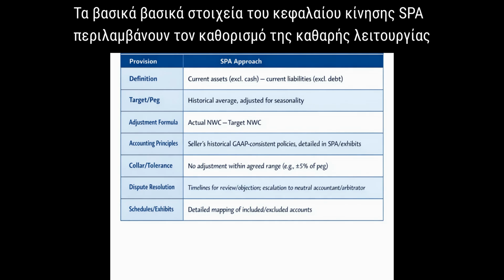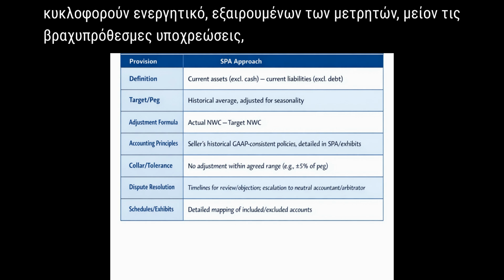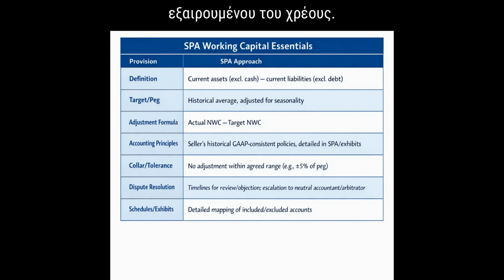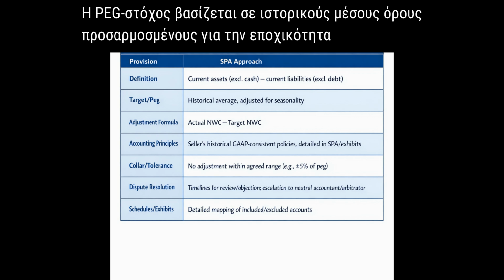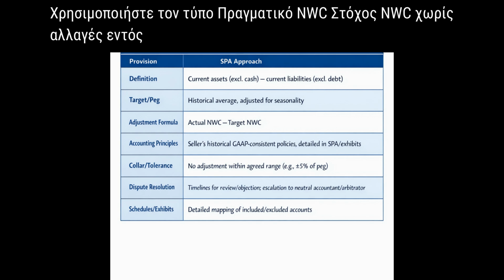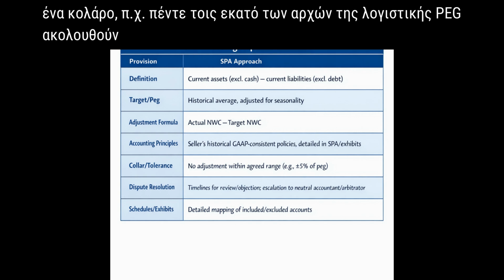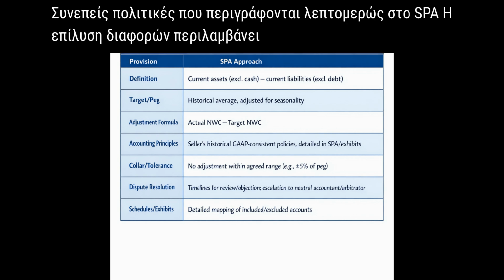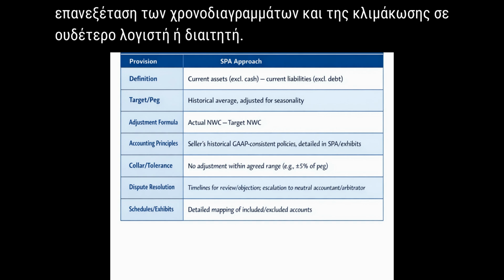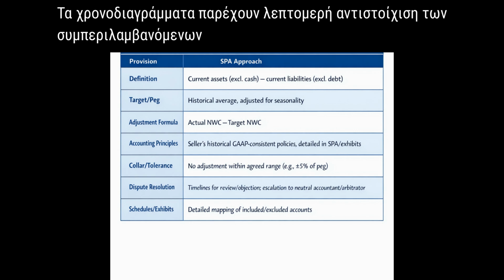Key SPA working capital essentials include defining net working capital as current assets excluding cash, minus current liabilities excluding debt. The target peg is based on historical averages, adjusted for seasonality. Adjustments use the formula actual NWC minus target NWC, with no changes within a collar, e.g. 5% of the peg. Accounting principles follow the seller's GAAP-consistent policies detailed in the SPA. Dispute resolution includes review timelines and escalation to a neutral accountant or arbitrator. Schedules provide detailed mapping of included and excluded accounts.